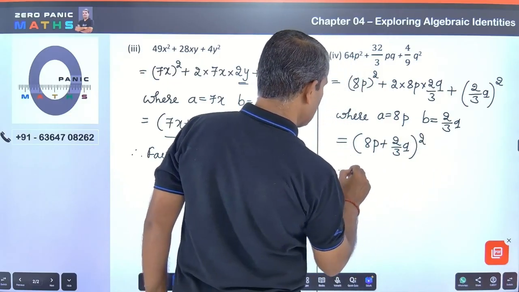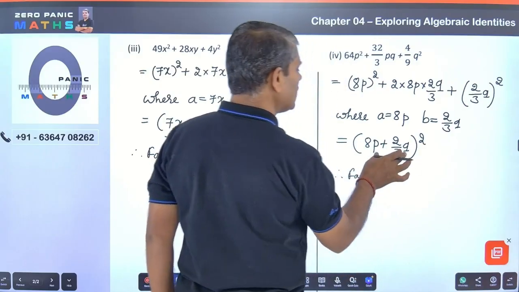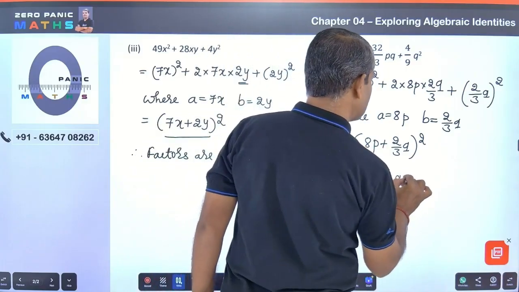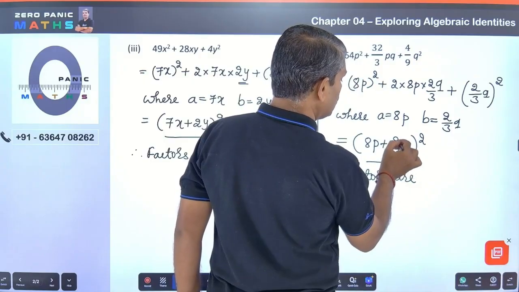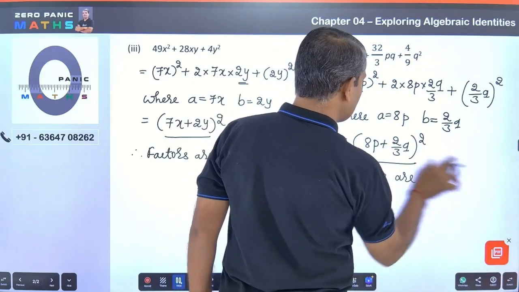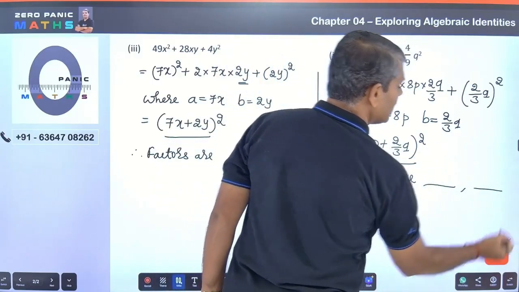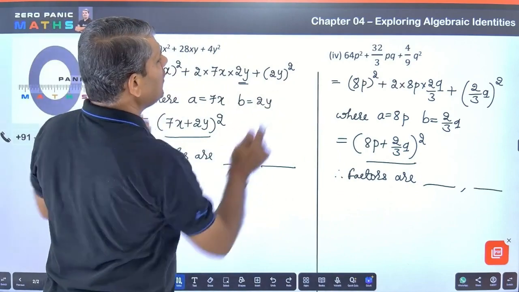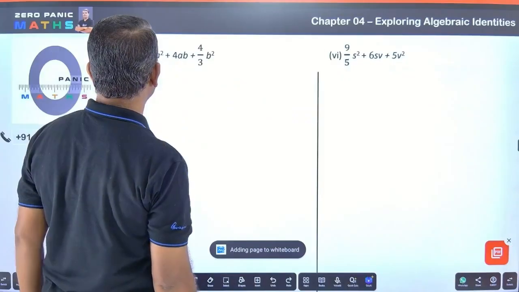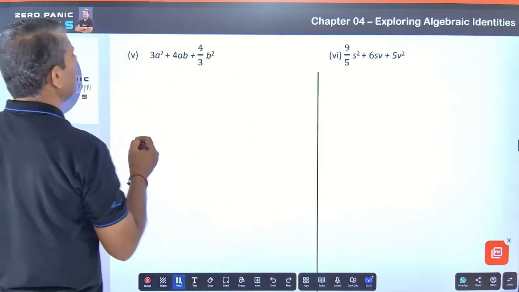So therefore the factors are again the same, and unless you get two different factors, the factors remain the same value: 8p + 2q/3 and another 8p + 2q/3 are the two factors. You can write that yourself. Okay, so this is the fourth problem. Let us quickly move to the fifth problem. Fifth and sixth, maybe six problems are there here.